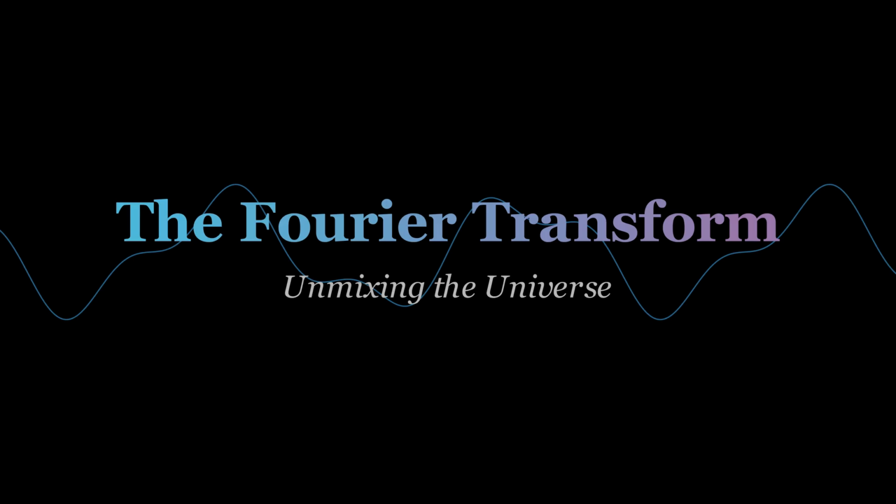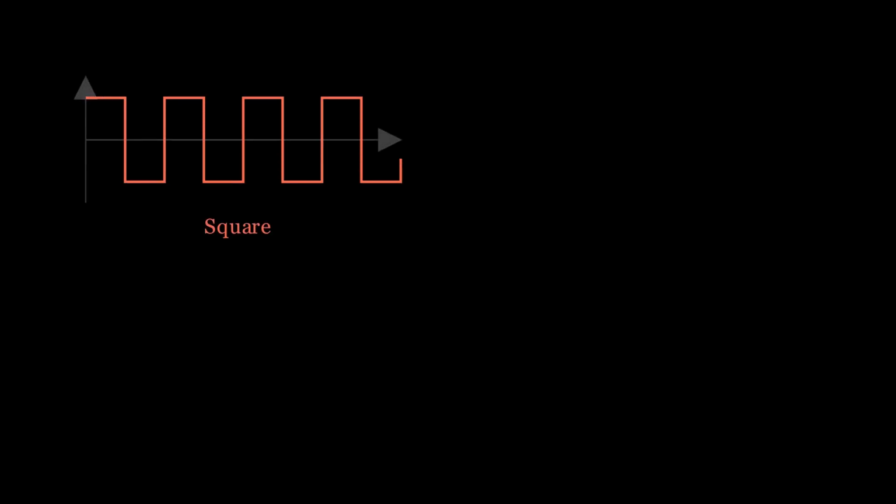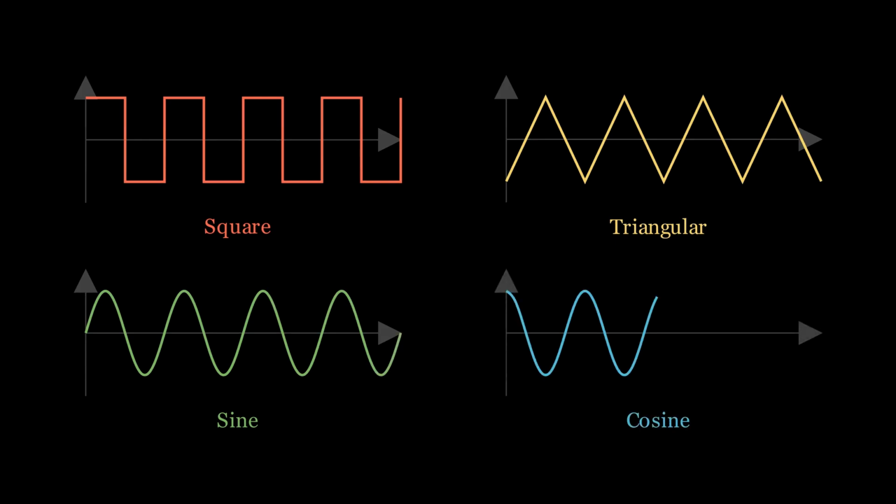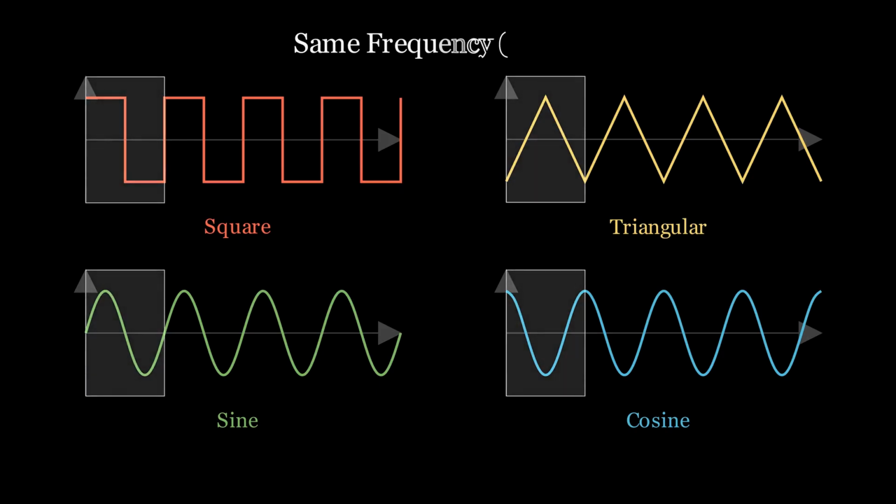To do this mathematically, we need to express the complex wave as a sum of simpler building blocks. But this brings up a subtle question. Which type of pure frequency wave should we use to decompose the original signal? We could use square waves, triangular waves, sine waves, or cosine waves, all of which can have the same frequency and each of which consists of a single frequency.